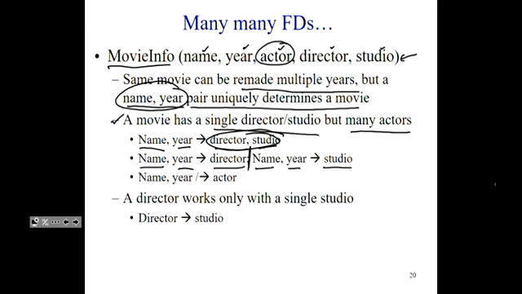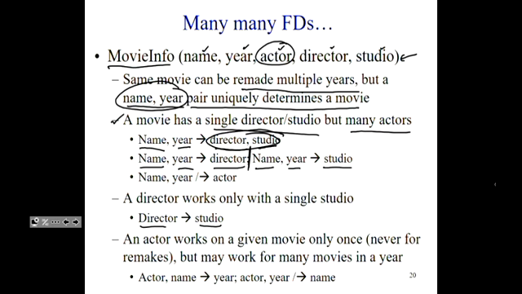Okay, so that's our first constraint. Then our next constraint is a director works only with a single studio. The way to encode that is director determines studio. So a director works with only one studio, therefore director determines studio. Next, an actor works on a given movie only once. So an actor never works on remakes of a given movie, but may work for many movies in a year.